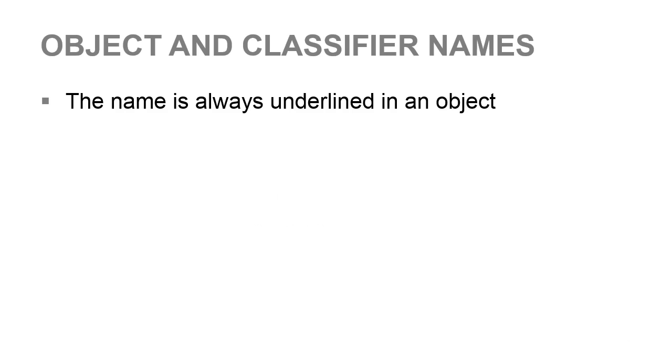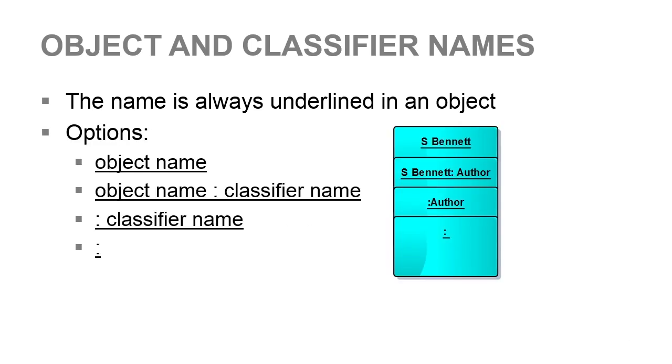The names of objects can be represented in various ways, depending on what we know about the object, but the name is always underlined. It can just be the name of the object, or the name of the object followed by the classifier, usually a class name if we know what class the object belongs to. If we show both, we separate them with a colon. The name that's displayed can also just be the name of the classifier or class. If we show this, we put a colon in front of it, which helps to distinguish the object from a class. Or we can just show a colon if we don't have a name for the object and don't know what class it belongs to.